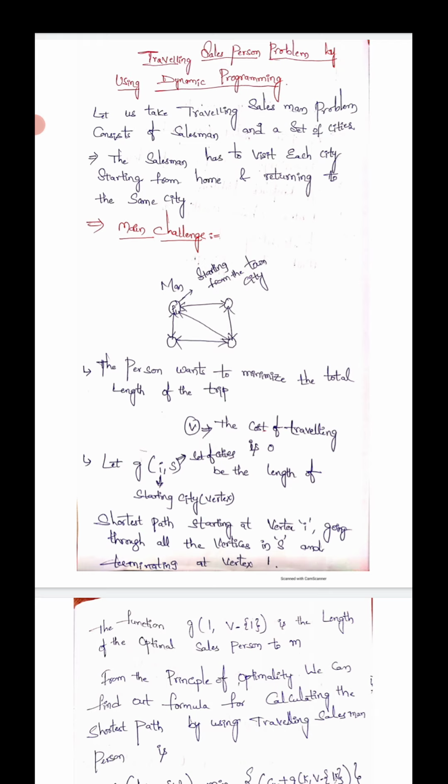Here v is the cost of traveling. The traveling cost is zero. The person wants to minimize the length of the trip. The cost of traveling at the starting vertex is zero.